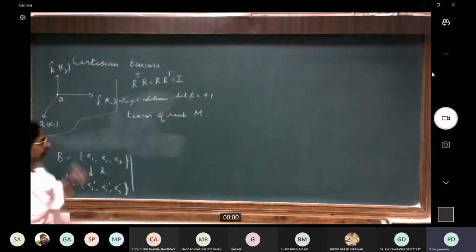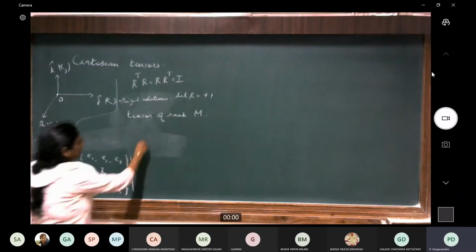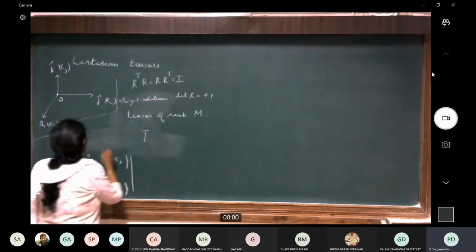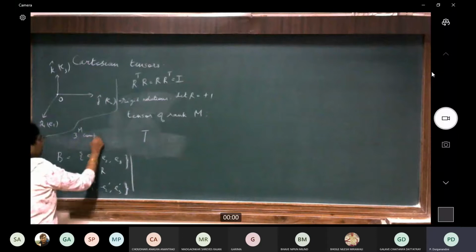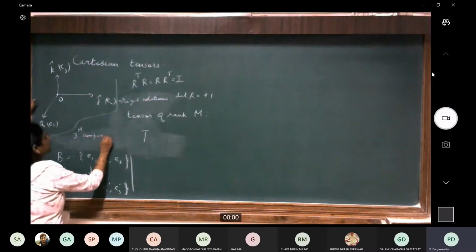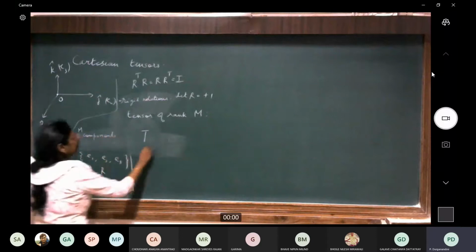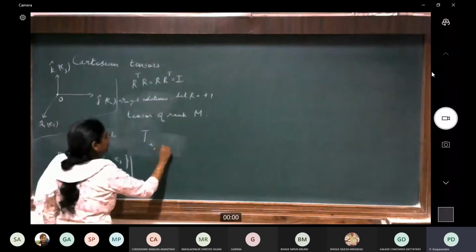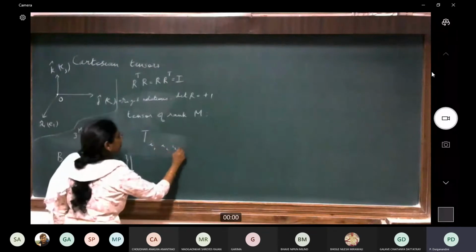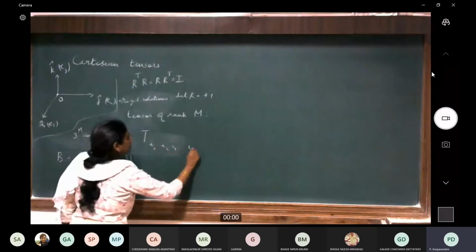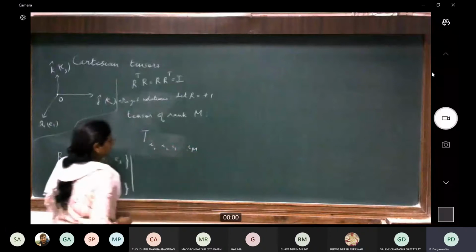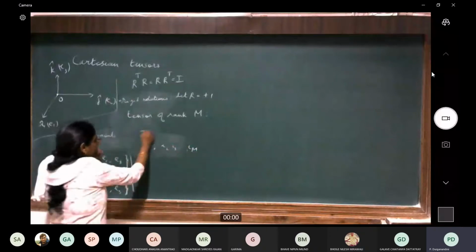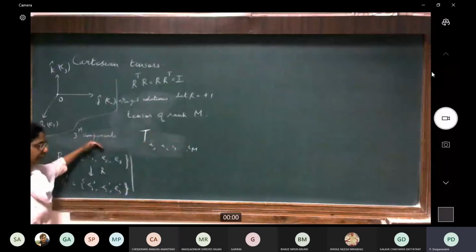So I define this in the following way: it is a quantity which consists of 3 to the power of n components. So there are 3 to the power of n components. We are in 3 dimensional space, remember. And I'm going to label this object by n subscripts, i1, i2, i3, and so on up to in. And so I have this quantity which consists of 3 to the power of n components.